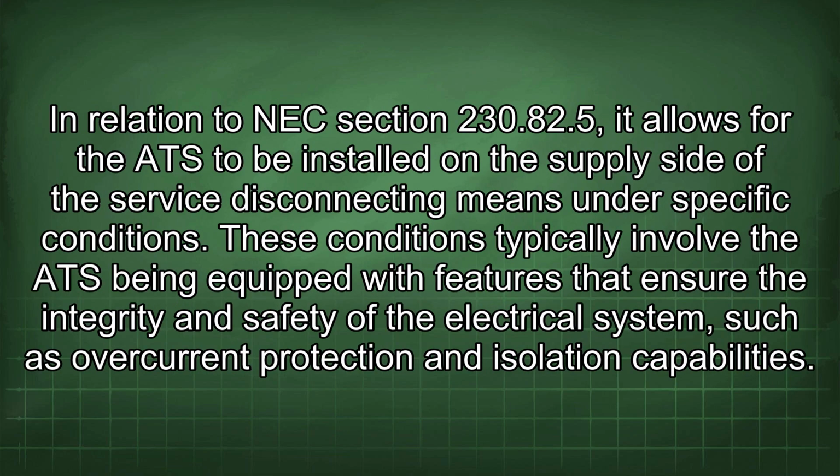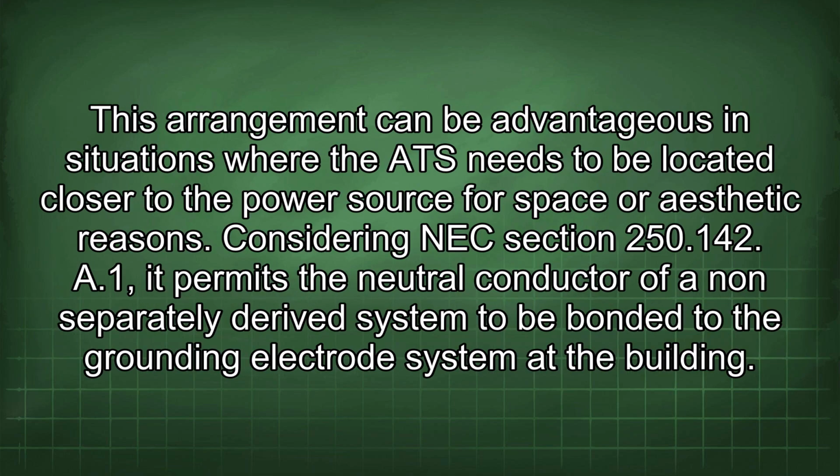In relation to NEC section 230.82(5), it allows for the ATS to be installed on the supply side of the service disconnecting means under specific conditions. These conditions typically involve the ATS being equipped with features that ensure the integrity and safety of the electrical system, such as overcurrent protection and isolation capabilities. This arrangement can be advantageous in situations where the ATS needs to be located closer to the power source for space or aesthetic reasons.